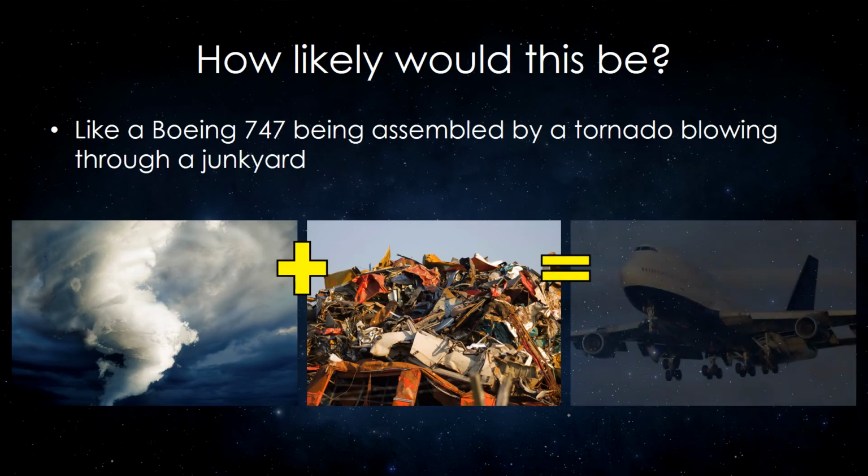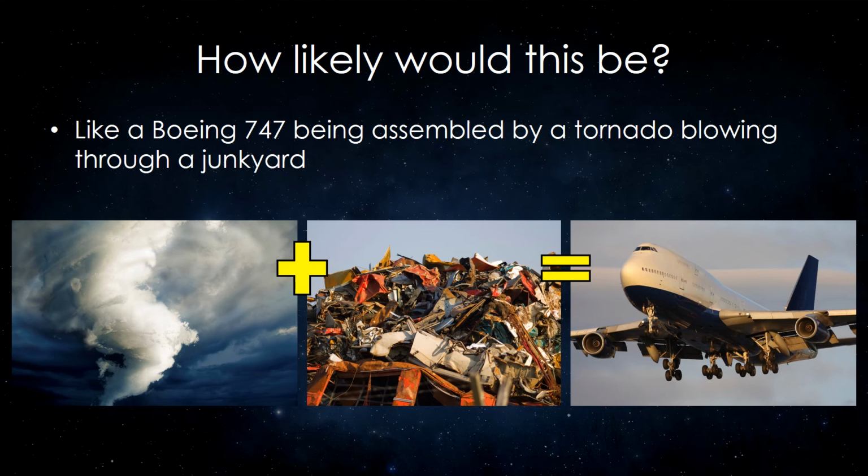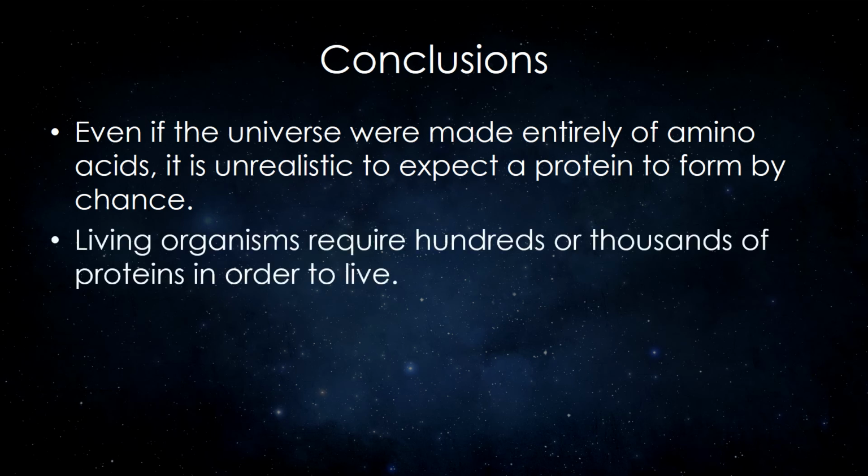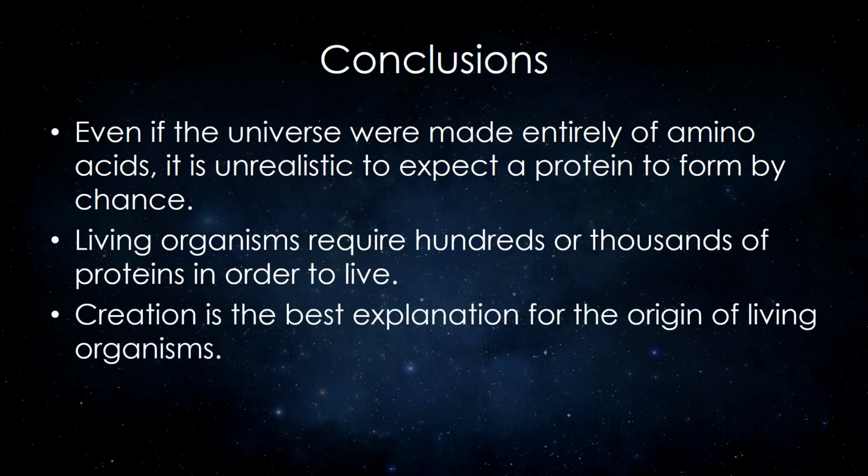The probability is so low that it has been compared to the probability of a tornado blowing through a junkyard and producing a Boeing 747 airplane. From our study of probabilities, we can conclude that even if the universe were made entirely of amino acids, it is unrealistic to expect a protein to form by chance. Living organisms require hundreds or thousands of proteins in order to live. Creation is the best explanation for the origin of living organisms.